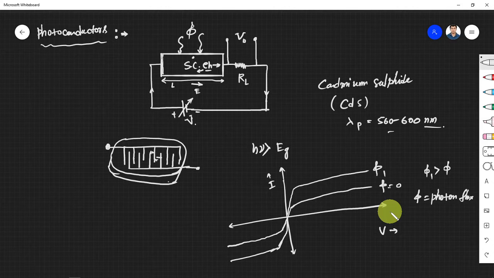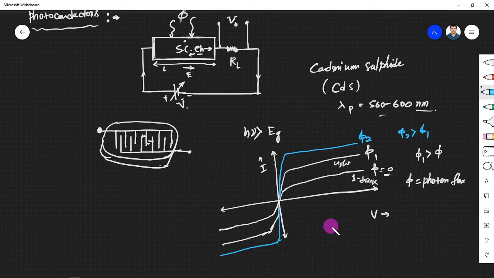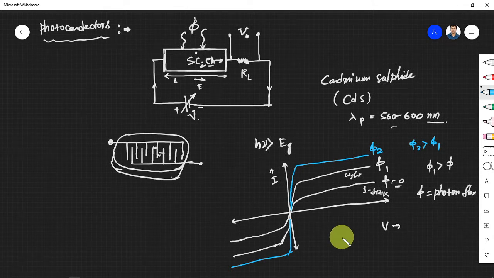Flux density you can call. So phi equals 0, we are basically drawing the first curve. This is for dark condition, and then we have under the light. Now if you keep increasing the light intensity, you'll get another curve on top of it. So phi 2 is again greater than phi 1, and it will repeat the same in the other half. Okay, so this is a photoconductor.